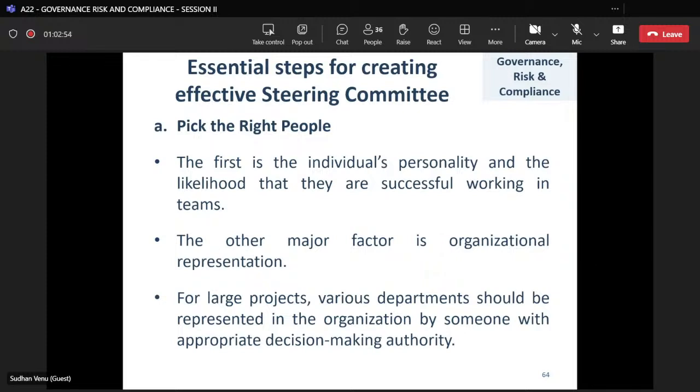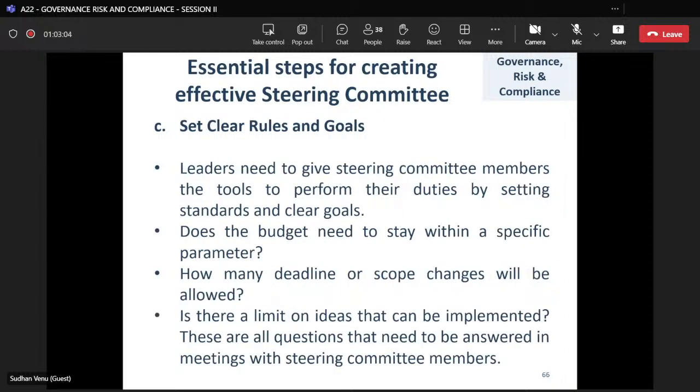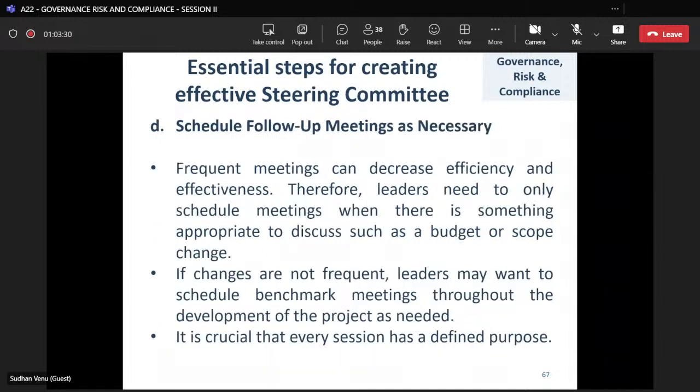So the essential steps: the first one is to pick the right people, the second is to inform them of the project, and the third is to set clear rules and goals. Leaders need to give steering committee members the tools to perform their duties by setting standards and clear goals. Does the budget need to stay within specific parameters? How many deadline or scope changes will be allowed? And is there any limit on ideas that are implemented? All these things will be clearly stated in the rules and goals.